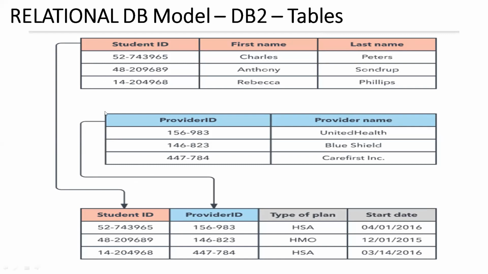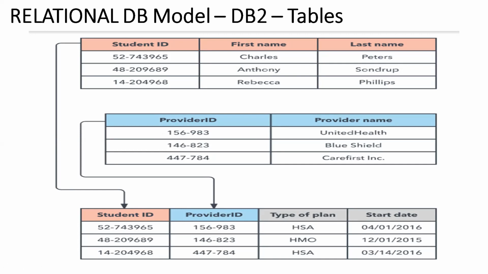Between these tables, a column name will be common. Then we can combine these tables and create a new table like that. The relation between the tables is based on common columns. I will explain that next in detail. So this is the relational database model.